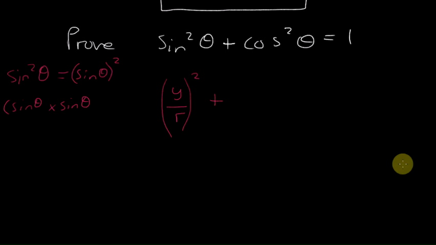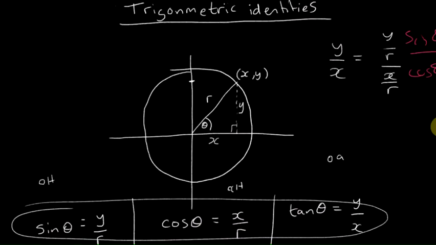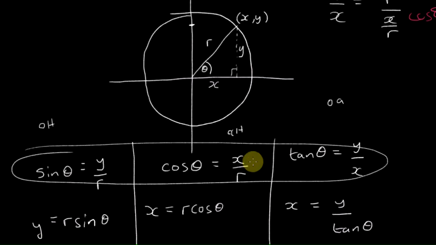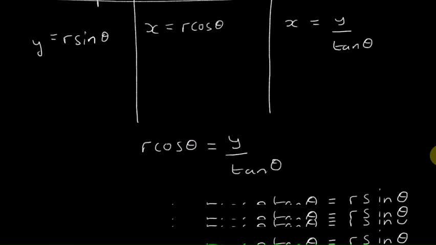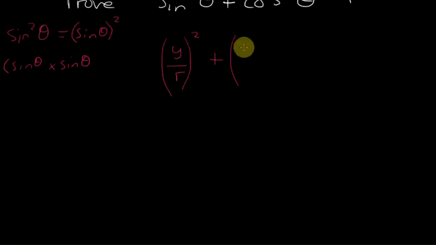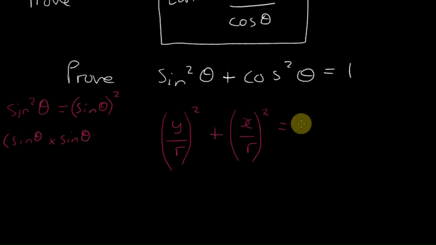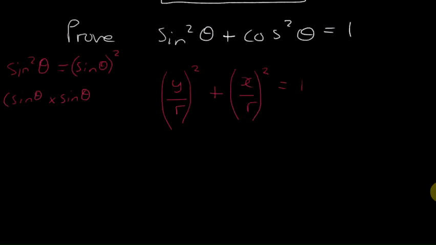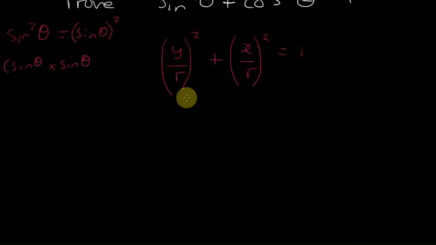Same with cos theta, and we found that cos theta was x over r. So then you can just plug that in, (x over r) squared, and that equals 1. So we just need to show how and why. Essentially, what we can do is say that y squared plus x squared is over r.